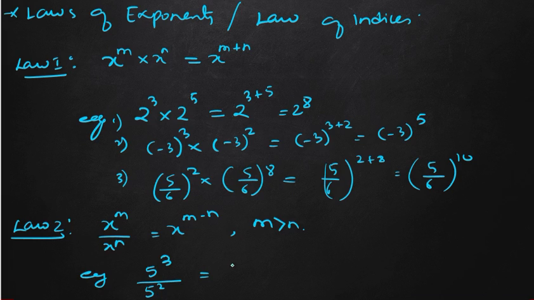Now you can see the bases are same, powers are different, but they are in division. So we have to subtract the powers. That means 5 power 1, which will be 5. Got it? Okay, so next we will move to the third law.